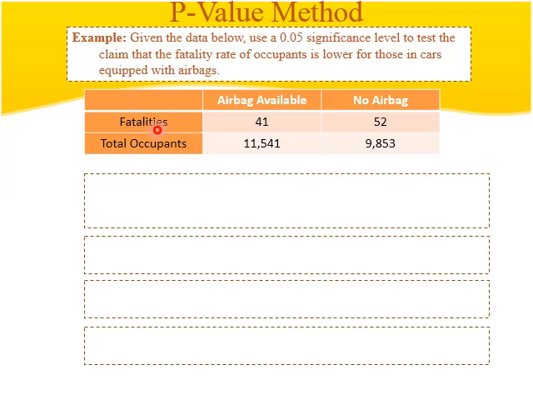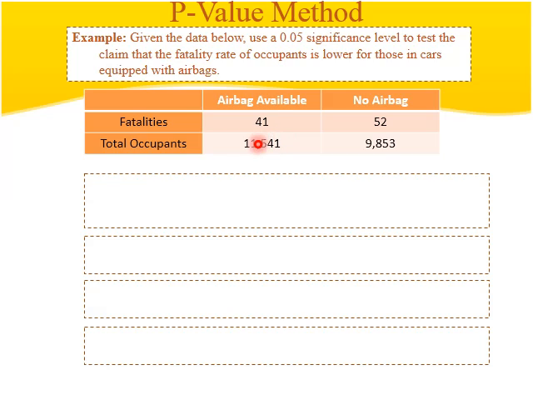So let me explain this table a little bit. The first row are the number of fatalities, and this will be either the fatalities where there is an airbag available in the car, and the fatalities here is the fatalities where there was no airbag in the car. The total occupants that we looked at in each of these cases where there was an airbag and where there was no airbag are given in the second row. So at first glance, it looks like they're fairly close because there were 41 fatalities when an airbag was available and 52 when there was no airbag available. But of course, if you look at the total occupants of those cars, then that changes these proportions.